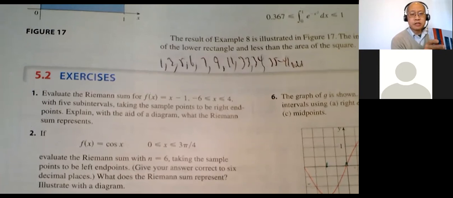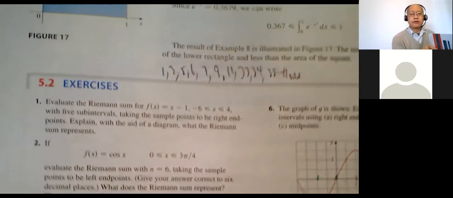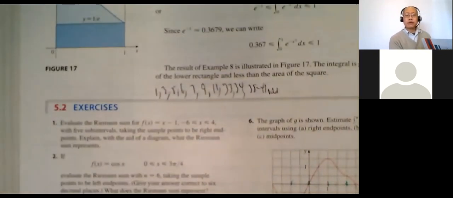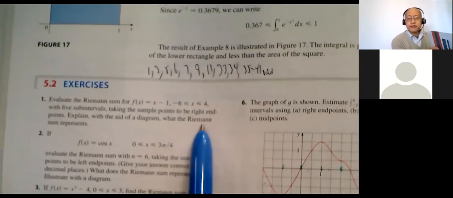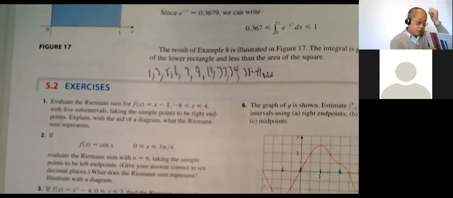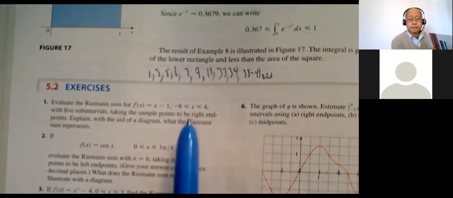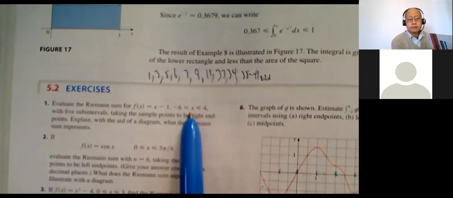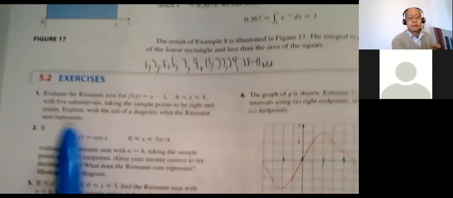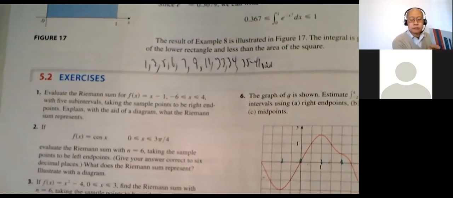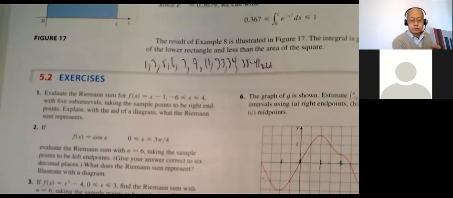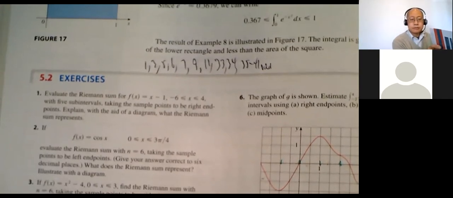All right, f of x is x minus 1. X is going from -6 to 4, 5 subintervals, and right endpoints. So they only want right endpoints. Okay, so -6 to 4, how far is that? How far is it from -6 to +4? 10. Chop it up into 5 subintervals. So what's my delta x? 2. Right? And they want right endpoints.